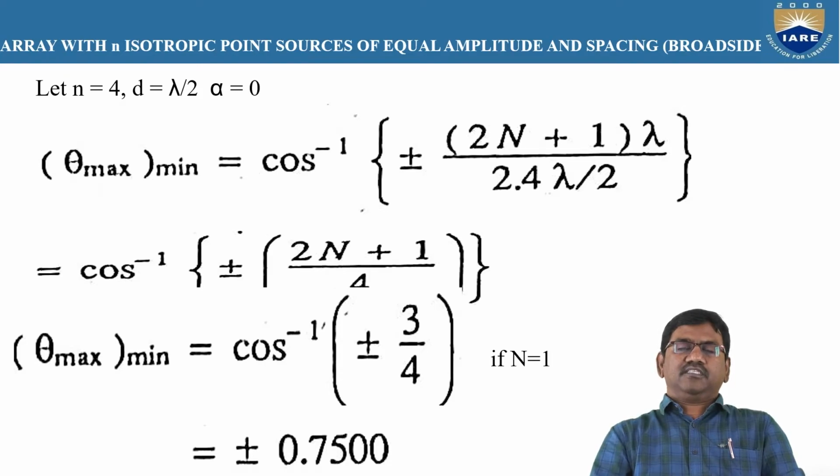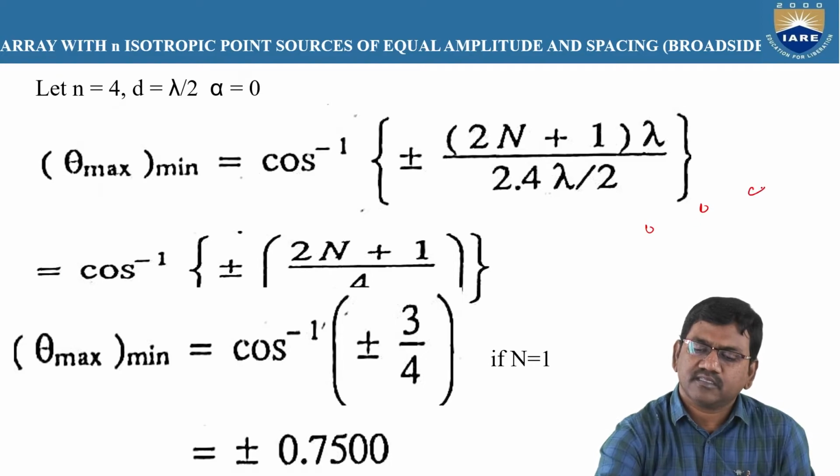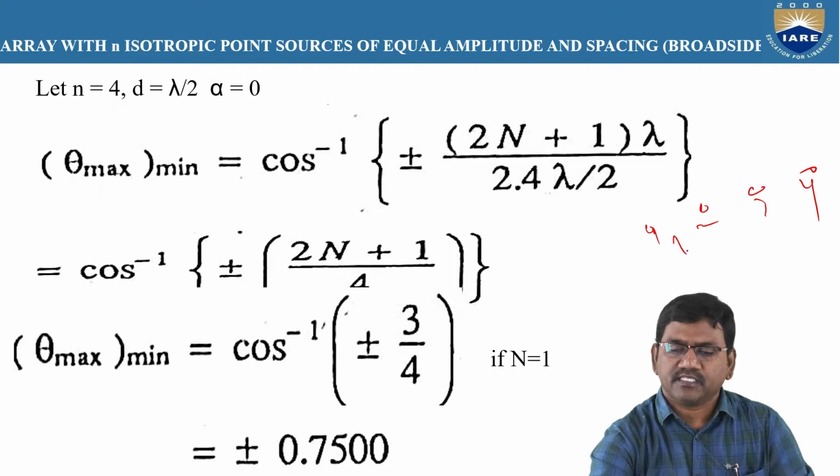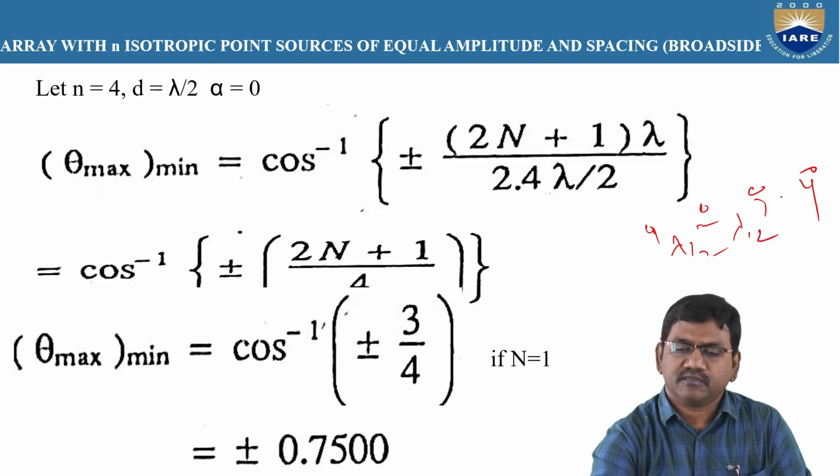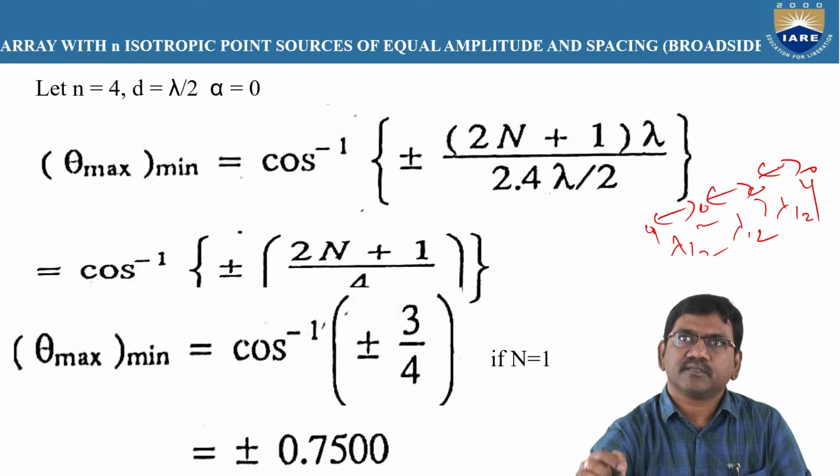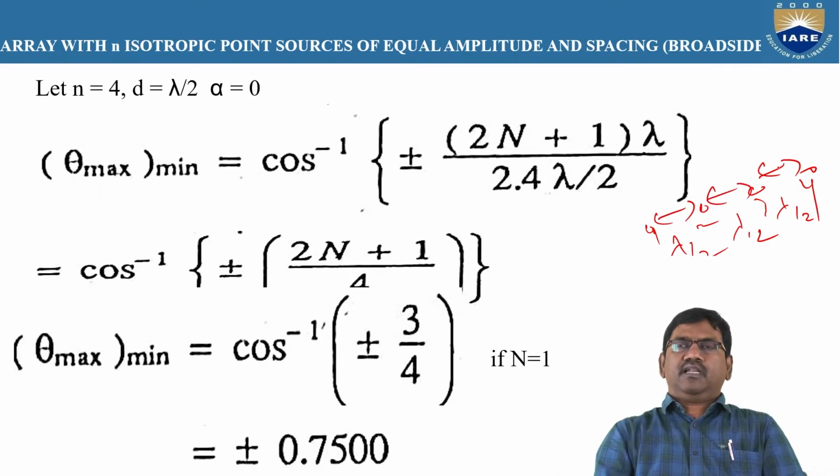Let us take a special case where the number of sources is 4. That means in a broadside array, there are 4 isotropic sources, and the distance between the elements is taken as lambda by 2. You can see here these are 4 sources, 1, 2, 3 and 4, and all these elements are separated by a distance of lambda by 2. And alpha, the phase difference between the 2 elements, is taken as 0.